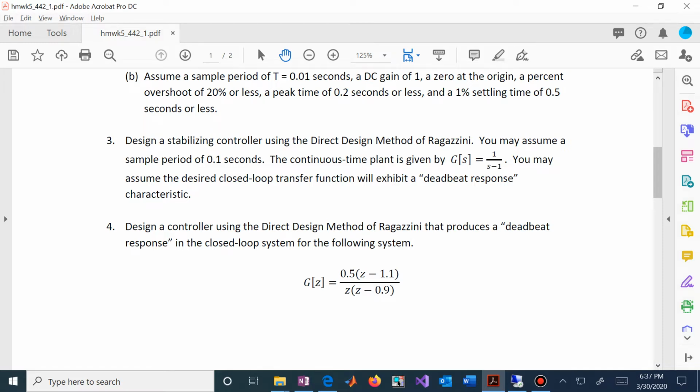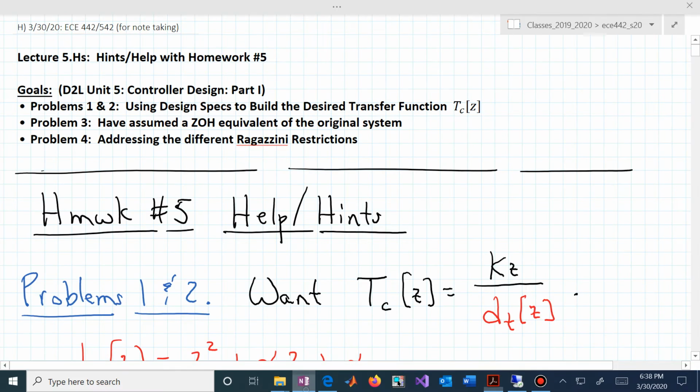So your T sub c of z will have a denominator that's just z raised to some power. You're trying to locate all of your dominant poles to produce a deadbeat response, which is to locate them all at the origin for this particular system, which is a stable system, but you can actually see that it does have an unstable 0, and that 0 is at 1.1.